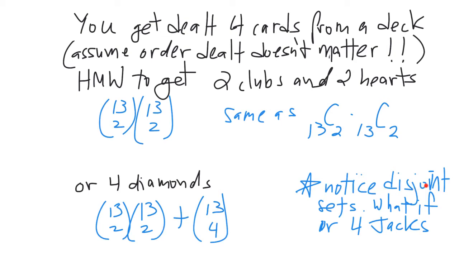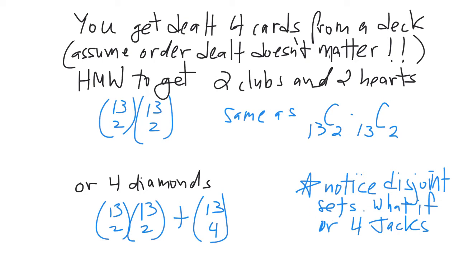Very important point, I want you to notice that these are disjoint sets. In other words, there is no way that you could get the 4 diamonds and at the same time you could get the 2 clubs and the 2 hearts. Those are separate exclusive groups. But what if we said, how many ways could you get 2 clubs and 2 hearts or 4 jacks? Can you see that the jacks could as well be clubs and hearts? So these groups of the clubs and the hearts and the jack group actually overlap to some degree. We'll deal with that when we come to the counting method called pi, which is the last one we'll talk about.